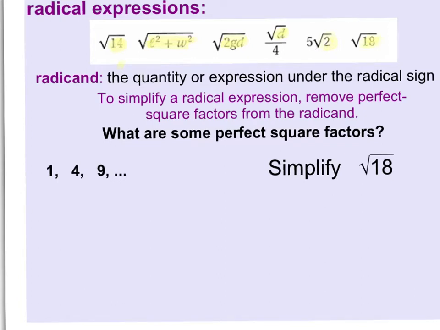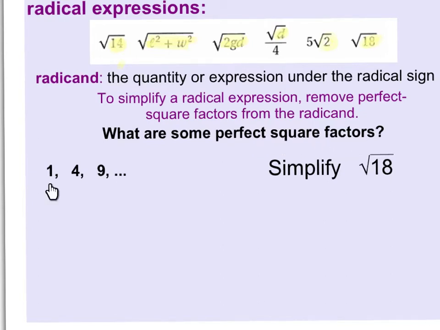It must have disappeared. Okay, so what we're going to learn in this video is something called simplifying, or to simplify a radical expression. And in order to simplify it, what we do is we remove all the perfect square factors from the radicand. Here's what I want you to do: when you do these assignments, keep a list of all the perfect square factors.